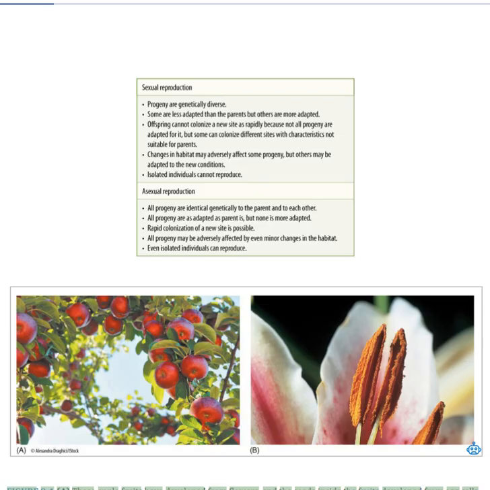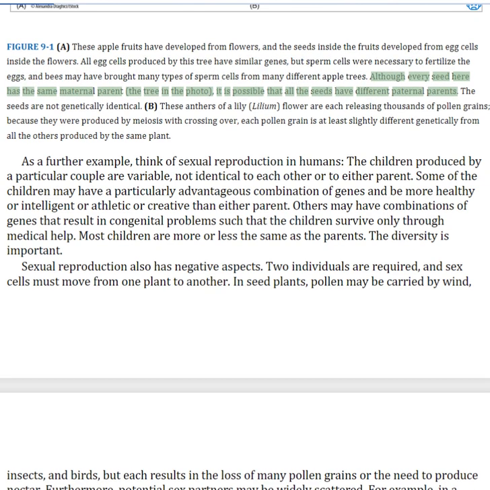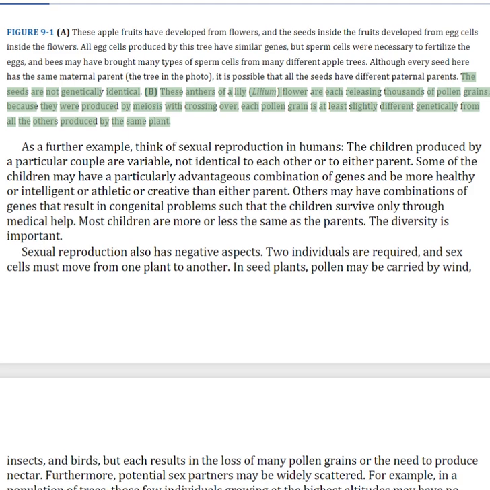Figure 9.1. These apple fruits have developed from flowers, and the seeds inside the fruits developed from egg cells inside the flowers. All egg cells produced by this tree have similar genes, but sperm cells were necessary to fertilize the eggs, and bees may have brought many types of sperm cells from many different apple trees. Although every seed here has the same maternal parent, it is possible that all the seeds have different paternal parents. The seeds are not genetically identical.